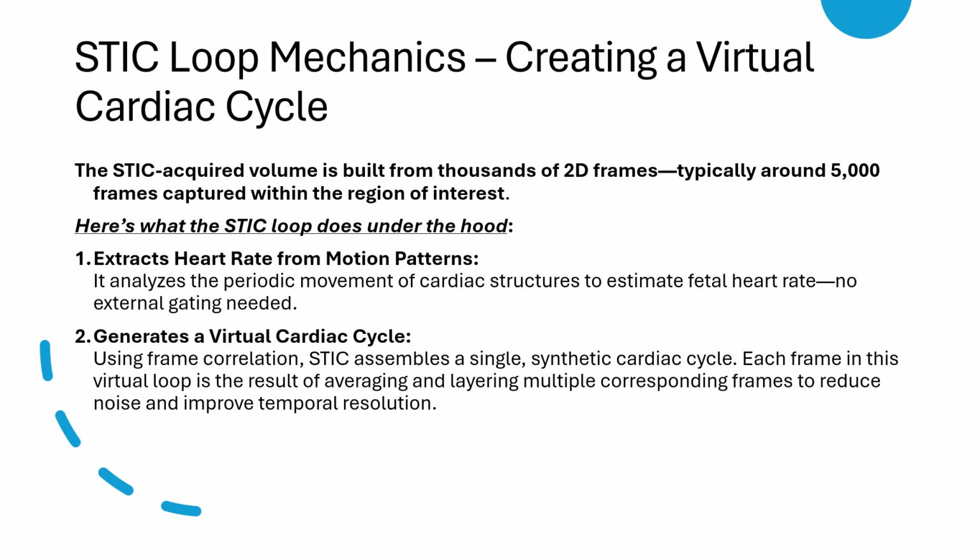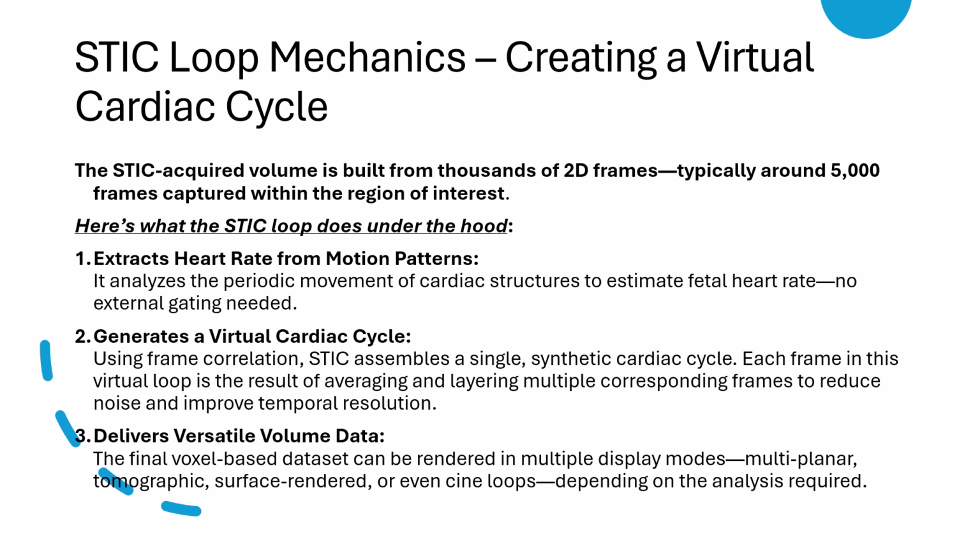Generating a virtual cardiac cycle. Once the frames are captured, STIC uses frame correlation to assemble a single synthetic cardiac cycle. Essentially, each frame in this loop is created by averaging and layering multiple corresponding frames to reduce noise and enhance temporal resolution. This process smooths out inconsistencies and ensures a dynamic, high-quality representation of the heart motion, delivering versatile volume data.